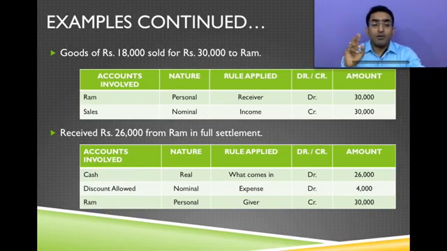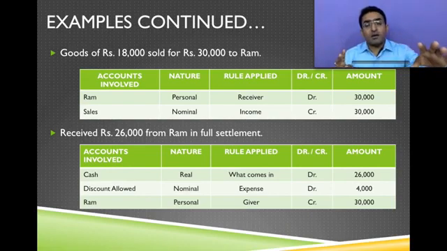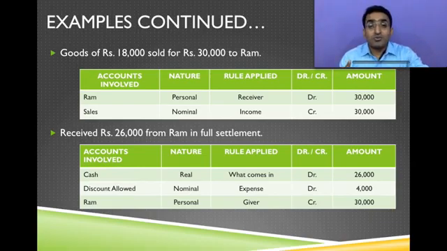Ram, personal account. Cash comes in debit. Discount, nominal account, expense. Why expense? Because you left 4,000. You agreed for 4,000 rupees loss, कि भाई ठीक है आप 4,000 कम दीजिए, 26 दे दीजिए. Why did you do so? क्योंकि आप मोटिवेट कर रहे थे राम को कि वो जल्दी से पेमेंट कर दे. आपको डेटर्स को मोटिवेट करना पड़ता है. So that is discount, debit with 4,000.